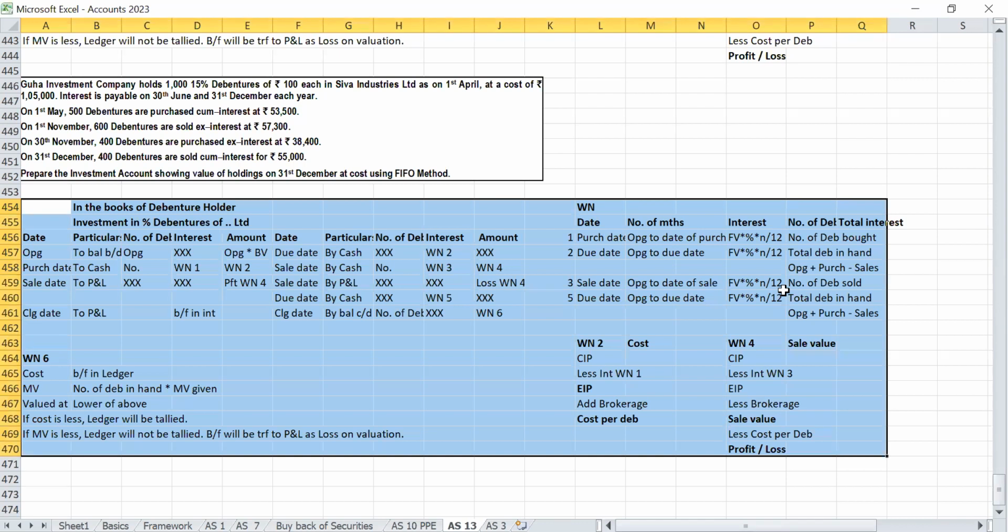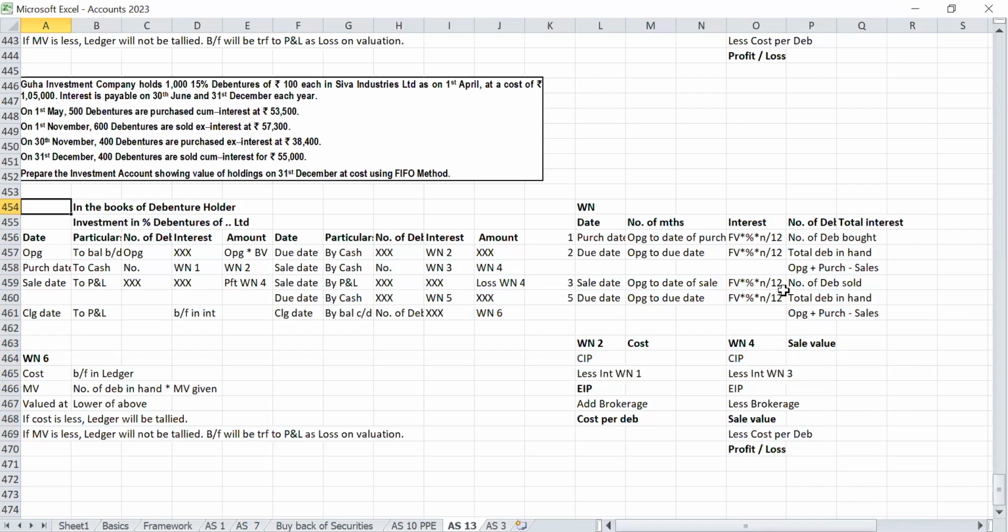Guha Investment Company holds 1,000 15% debentures of rupees 100 each in Siva Industries Limited as on 1st of April at a cost of rupees 1,05,000. So first fill this. Opening balance on 1st of April, balance brought down. Number of debentures is going to be 1,000, at a cost of 1,05,000. First line over.